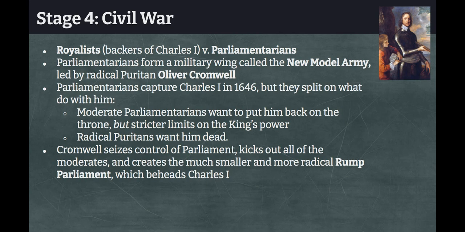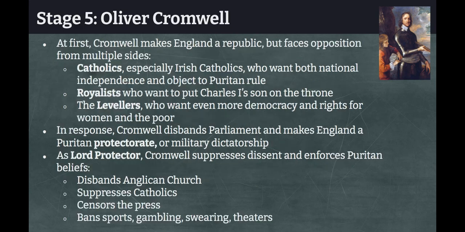And then you've got the Puritans in Parliament who are, again, not happy with the king at all because of religious reasons, right? They're like, no, we gave him enough chances, we want him dead. So Cromwell actually is ultimately going to seize control of Parliament. What he's going to do is purge Parliament of the moderates. He's like, I want the king dead. I don't want anyone who disagrees with me in Parliament. And he creates this much smaller and more radical rump Parliament. And he wins, and he beheads Charles I. So that's the end of him.